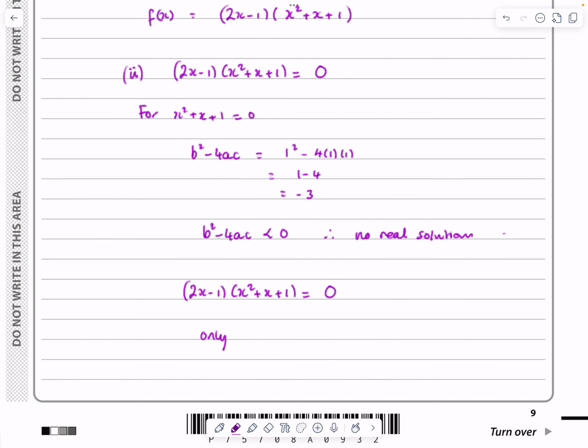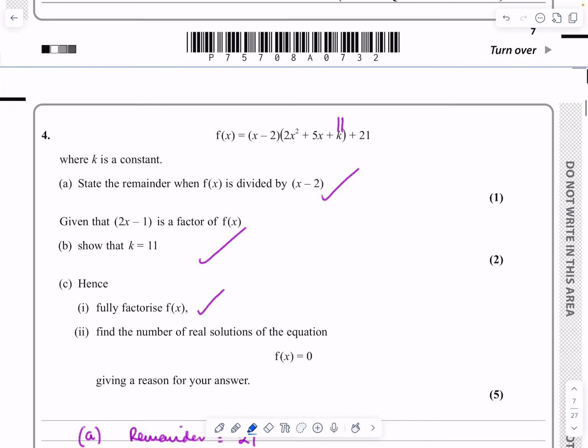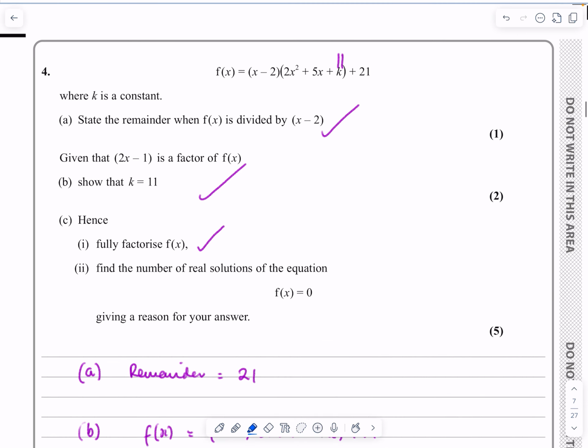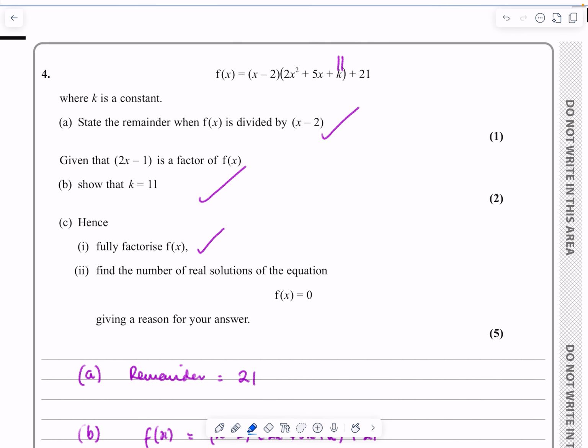only one real solution. I can even tell you what it is. It's x equals a half. So only one real solution then is the answer for C part 2. So that's all of the question done there. Hopefully all of that makes sense to you all.